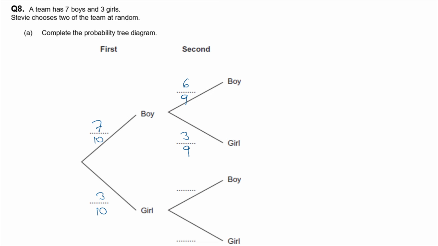Now going through the other route, if I picked a girl the first time, then I'll still have all 7 boys to pick from out of 9 students, but I'll have only 2 girls to pick from out of 9 students. So this is dependent probability. You can see the probabilities here are different from the probabilities down here. These probabilities are dependent on the outcome of the first selection.